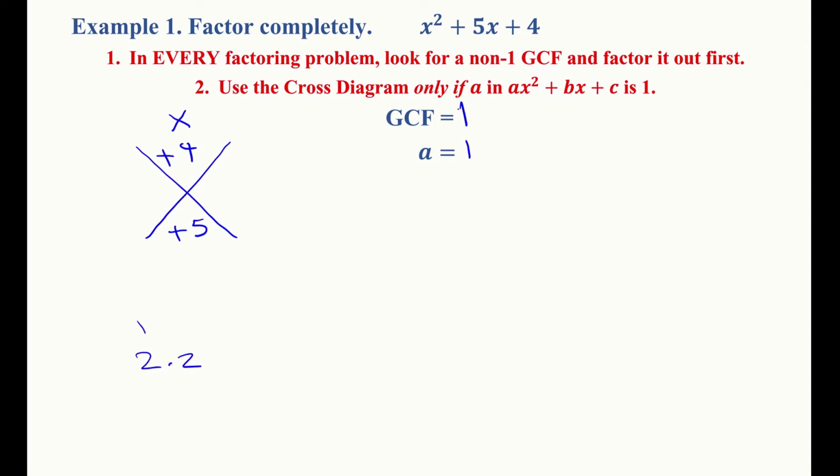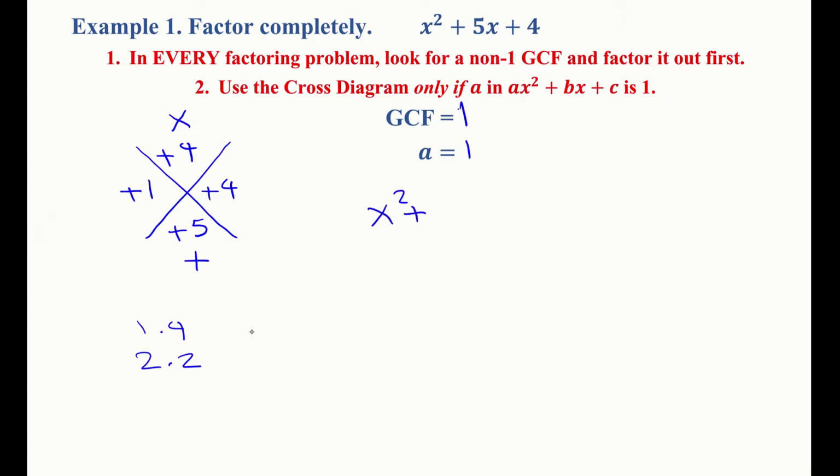We also have 1 times 4, and that will get the job done. So positive 1 and positive 4 should be the choices we make. Notice their product, when you multiply them, you get positive 4. Their sum, when you add them, you get positive 5. So those are our numbers.